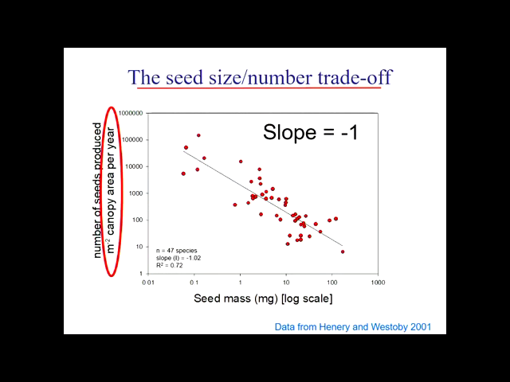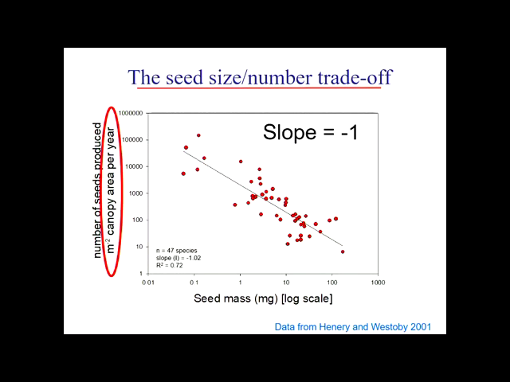So this was our first piece of evidence, the seed size number trade-off. It's quite remarkable. Across all these species, we have a slope almost not significantly different to -1. So it's a direct trade-off between making bigger seeds and making more seeds. But the units there that I've got circled are per square metre of canopy area per year. So that's saying if you've got this much canopy, you can either make a lot of small seeds or a few big seeds.